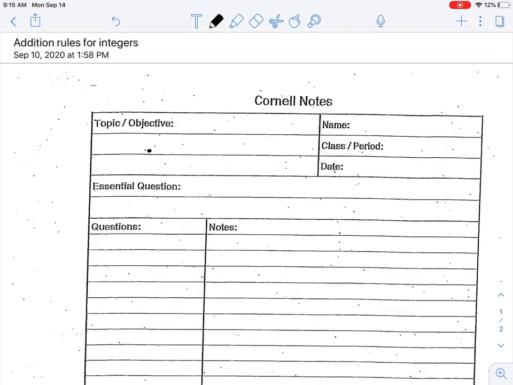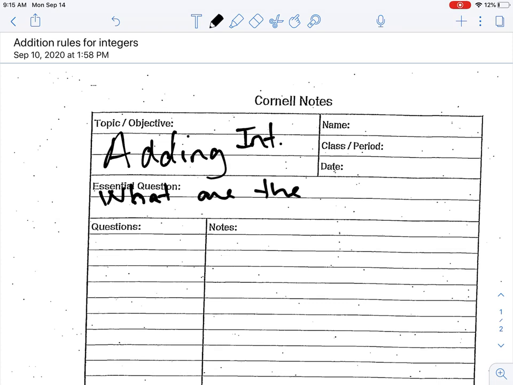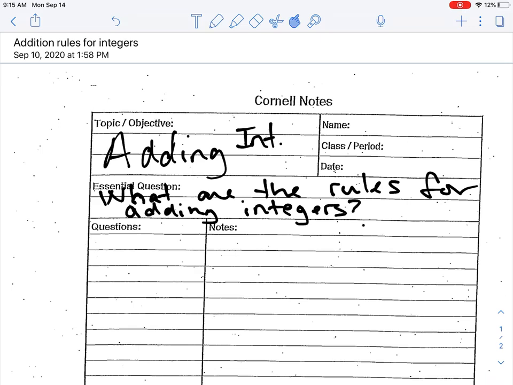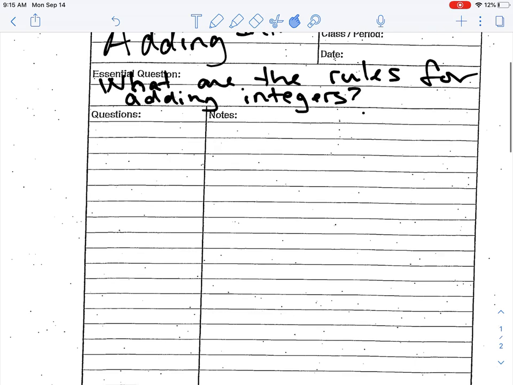Hello. This lesson is going to be addition rules for integers. So we're going to be adding integers, and the essential question is, what are the rules for adding integers? And there's going to be some rules here and some examples.